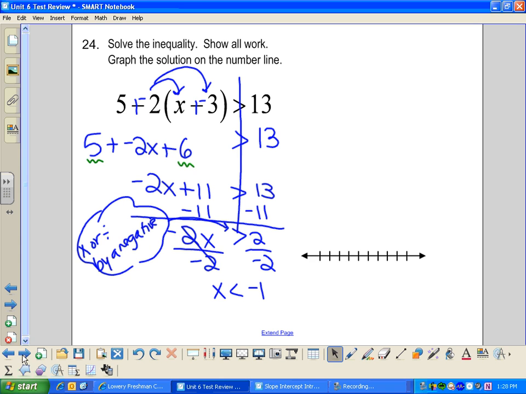So when I graph this, I've got to show all the values on this number line that are less than negative 1. Let's see, I'll make it negative 2, negative 1, 0, 1. So this is my number line. Does it include negative 1? No, it doesn't include negative 1. So that's going to be an open circle. Now, where are the values for x that are less than negative 1? On this side right here. All these values are less than negative 1. And now it's graphed. And now you're done.